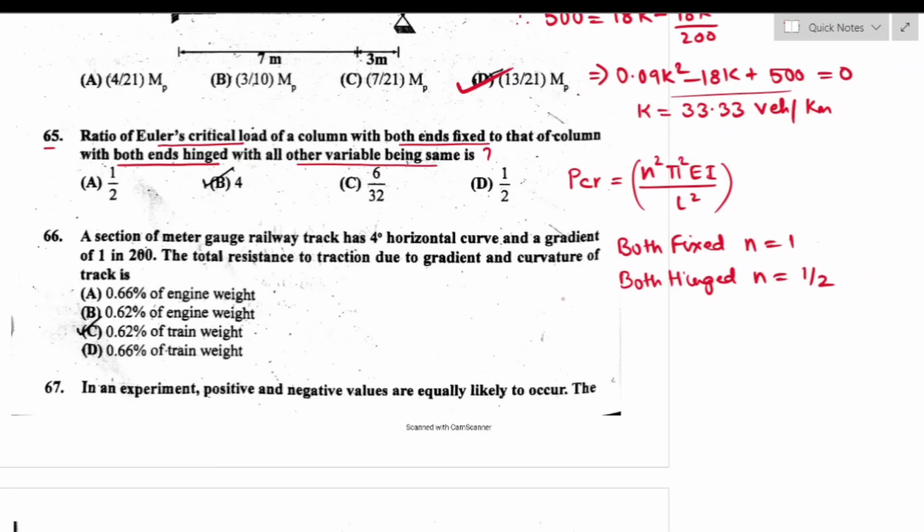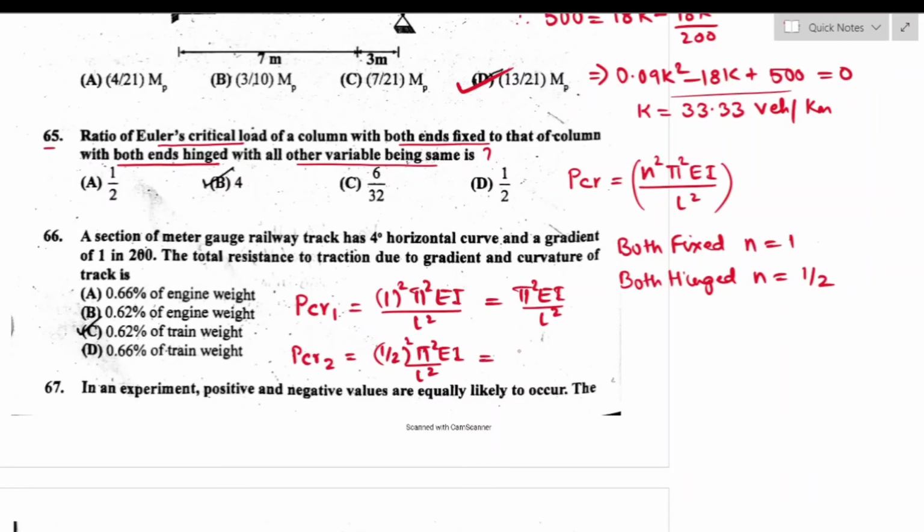Euler's critical load for both ends hinged is equal to pi square EI by L square, and the Euler's critical load for both ends fixed is equal to pi square EI by 4L square. So the required ratio, the ratio of critical load for a column with both ends fixed to that of a column with both ends hinged, with all the other variables being the same, is option B.